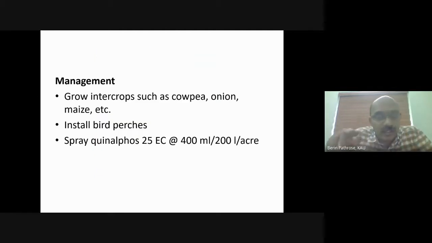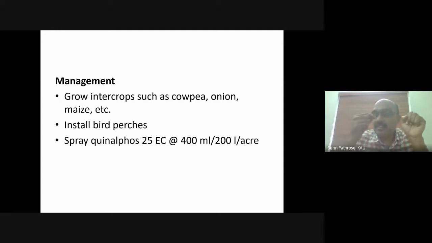So we can go for intercropping with crops such as cowpea, onion, maize, etc. Whenever we go for intercropping, you have to make sure that the intercrop is not a preferred crop of that pest. Here, onion, maize and cowpea are not crops preferred by Helicoverpa. So if we go for intercropping with them, we can reduce the infestation of Helicoverpa. For larvae that are bigger in size, we can install bird perches, because the birds can easily pick them up.